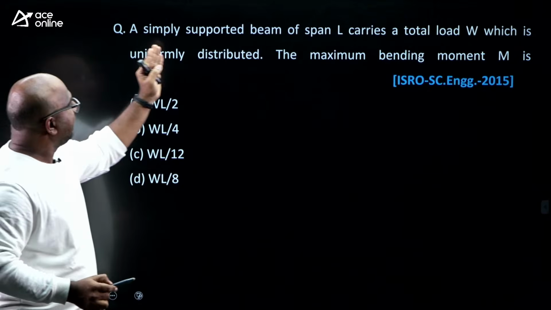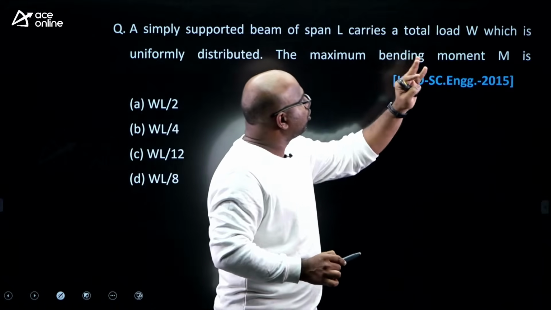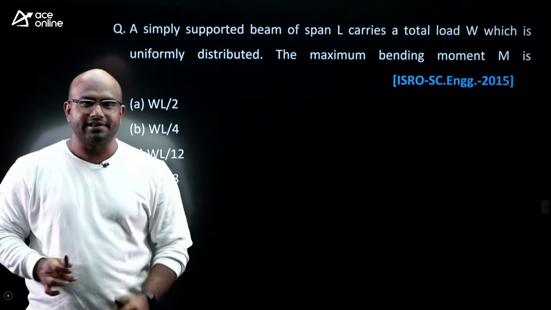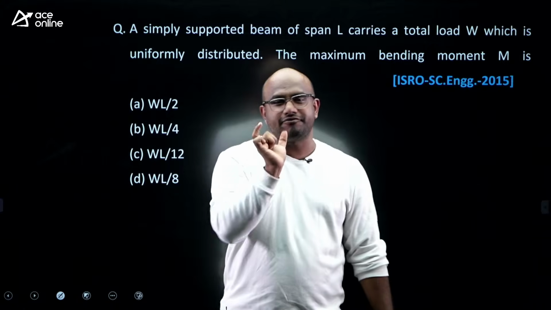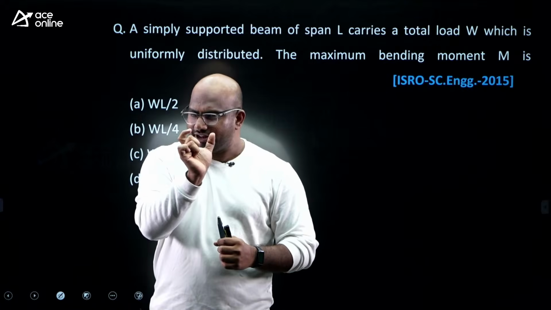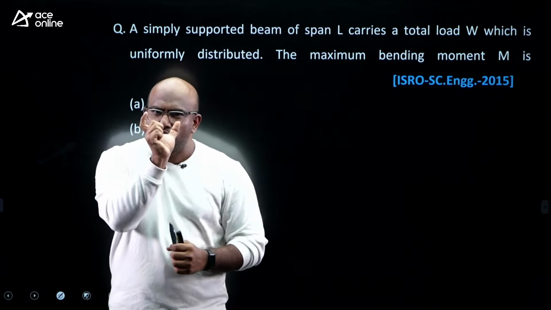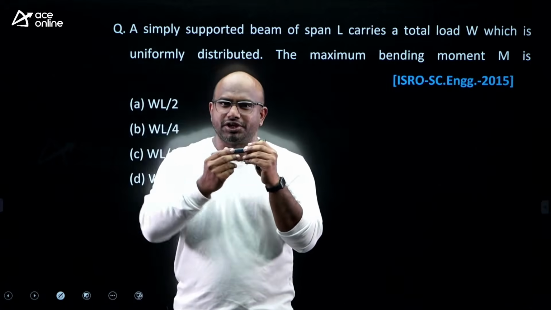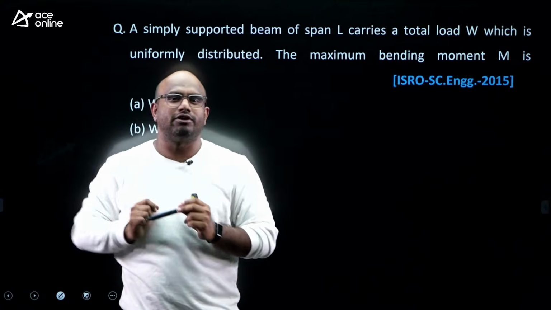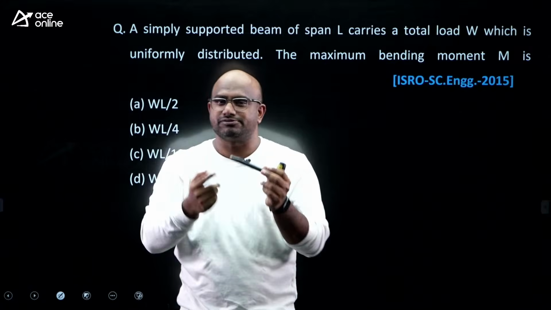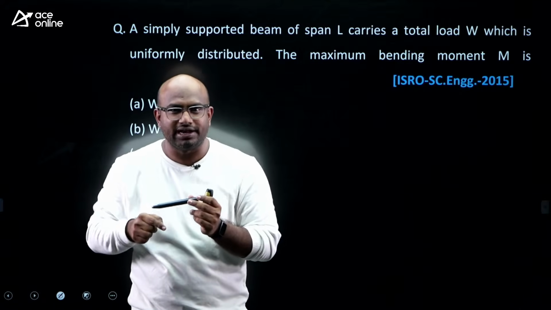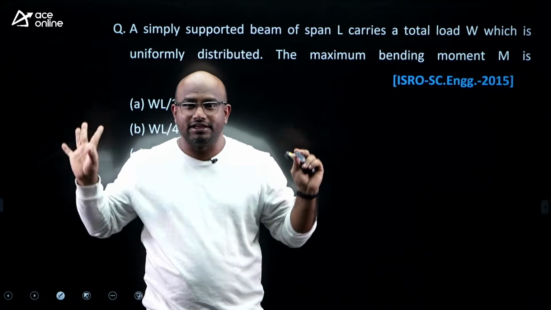Next, a simply supported beam of span L carries a total load W, which is uniformly distributed. Then the maximum bending moment equals how much, guys? We remember in the theory of simple bending I gave standard 8 formulas. Refer to any competitive exams; those 8 formulas are very important. Like a cantilever subjected to point load, UDL, UVL, or couple, what is the maximum bending moment? Simply supported beam subjected to point load or UDL, what is the maximum bending moment? These 2 cases are enough, guys. Remember or not, everyone?